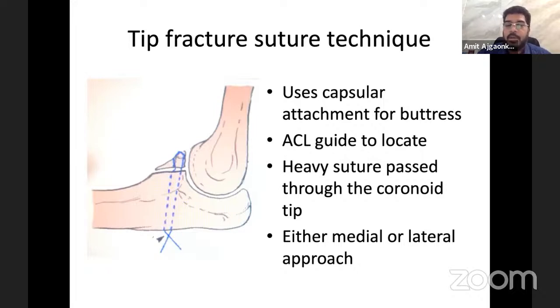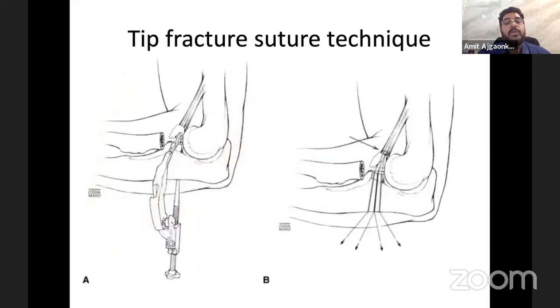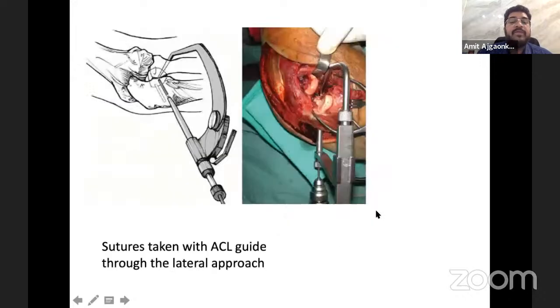Any approaches or a big long posterior approach is fine. So here you reduce your tip of the hip fracture, and you use an ACL jig, you can see over here, and you pass your sutures and get your anterior capsule also down and suture it over here.